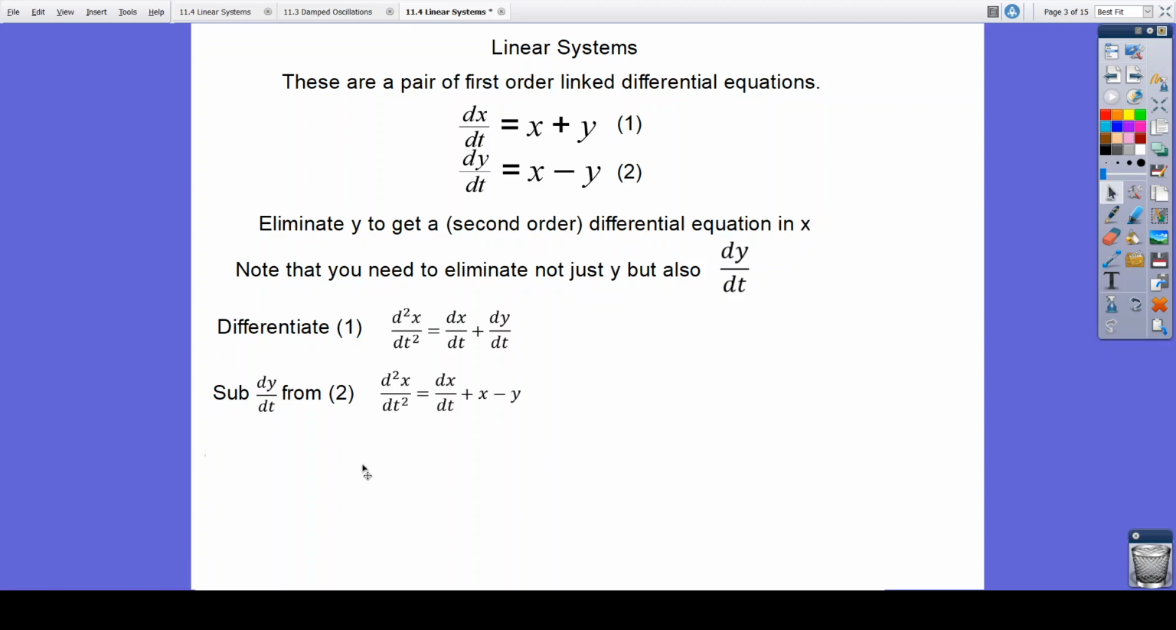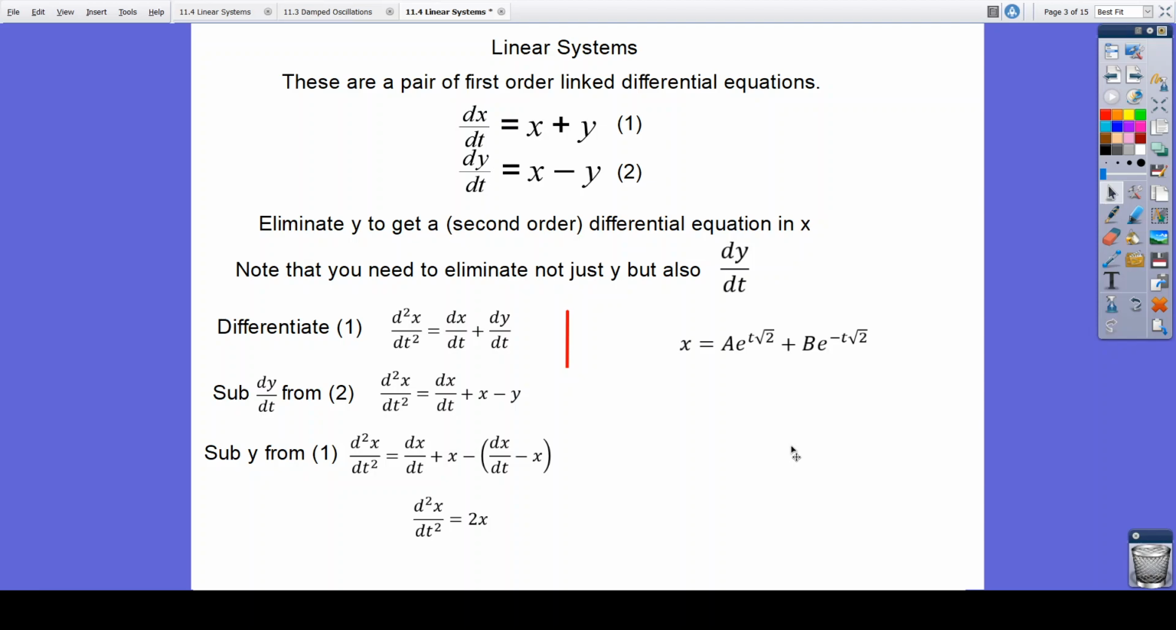But now we've got a y coming back in again. How are we going to eliminate y without introducing dy by dt? By using equation 1 again. And then we get our new second order differential equation. In this case again, it's simple harmonic motion. On this occasion though, the angular frequency is going to be the square root of 2. So that's got the value for x.